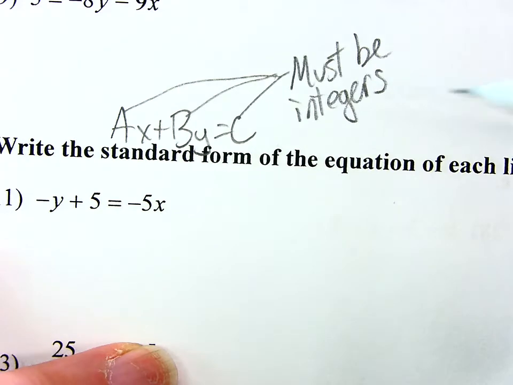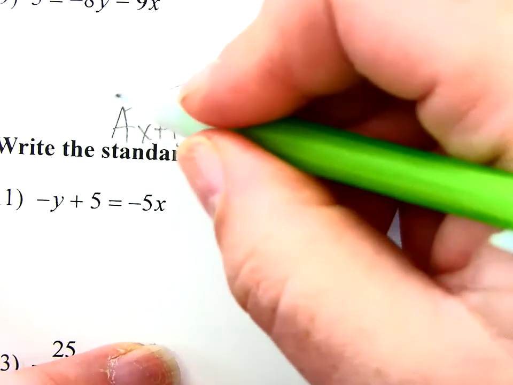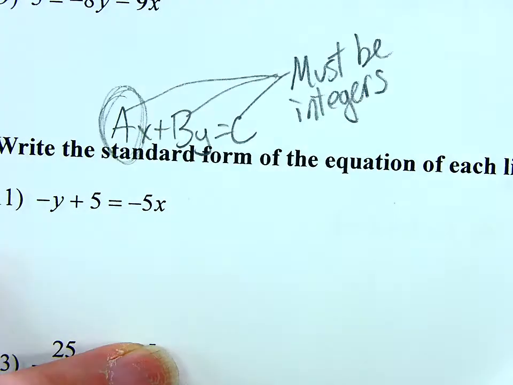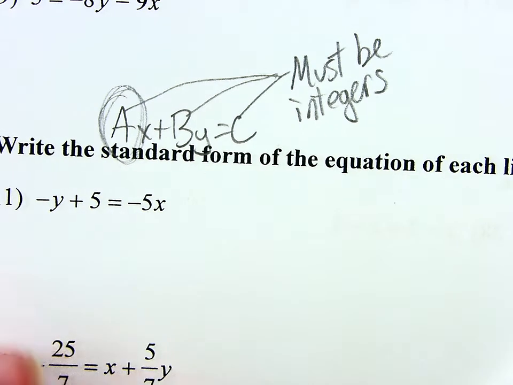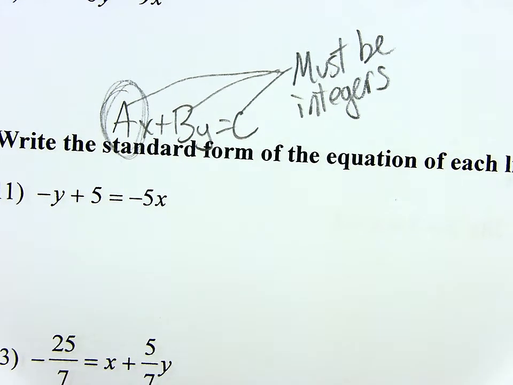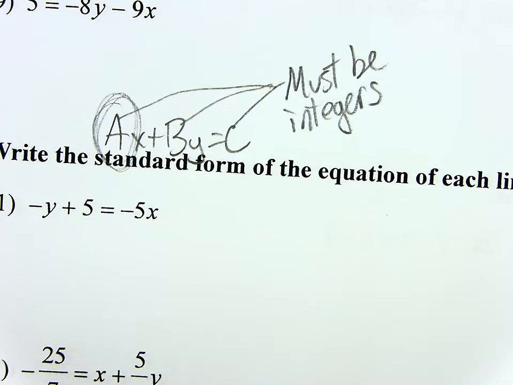And then I did mention to you yesterday, oftentimes you are required to have A be a positive number. So if A were negative, you could just multiply everybody by -1, and then we'd all switch. I don't personally care, but it's not a bad habit to get into, because that's how you're going to see it later on.